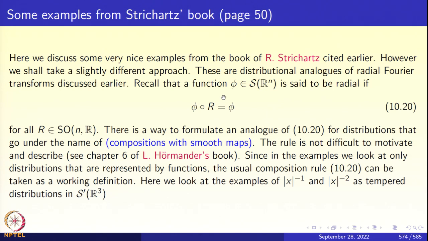When will a distribution be radial? Okay, before that, what is a radial function? A function phi is said to be a radial function if phi composed with R is phi, where R is a rotation matrix.